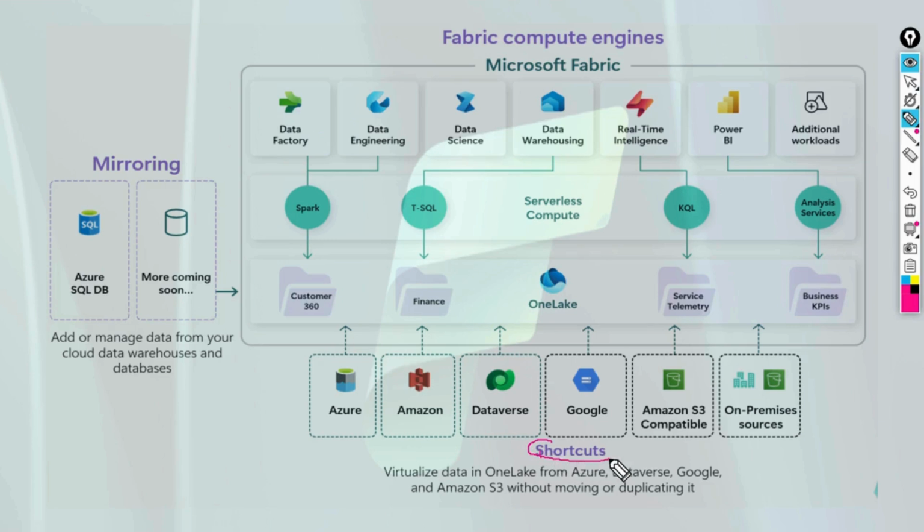So these shortcuts are referring to different sources which are available. It can be from Azure, Amazon, Dataverse, Google, or anywhere. We have more than 150 connections. We'll go through that also.